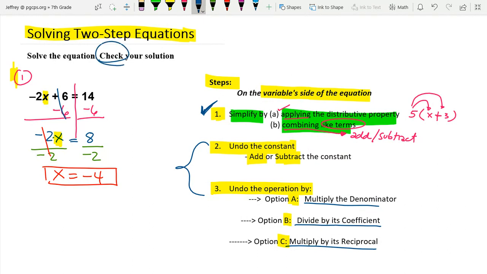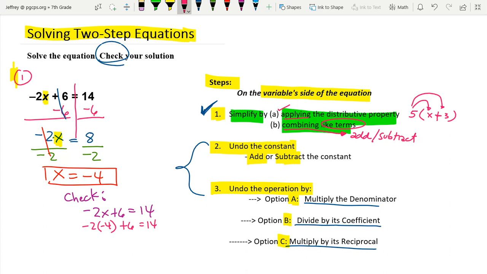Now, it says here check the solution. So let's check. When we check, we just need to substitute the value of x into the variable. So we use the original equation, and then I'm going to substitute the value of x, which is negative 4, so negative 2 times negative 4, because remember, negative 2x is a product of negative 2 times x, plus 6 is equal to 14.